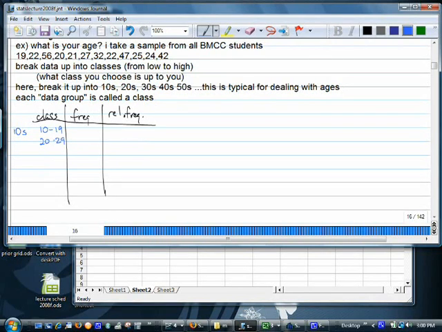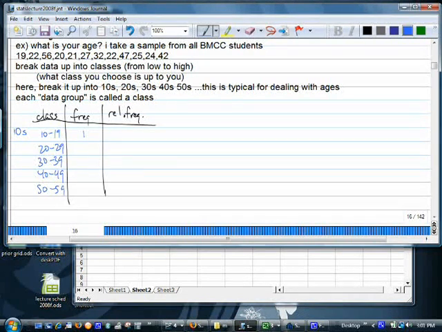Okay. So 10 to 19, 20 to 29, 30 to 39, 40 to 49, 50 to 59, and that covers everything. Okay, so what's the frequency of the first class? 1. What's the frequency of the second class? 7. Frequency of the third class is 1. Frequency of the fourth class is 2. Frequency of the last class is 1.